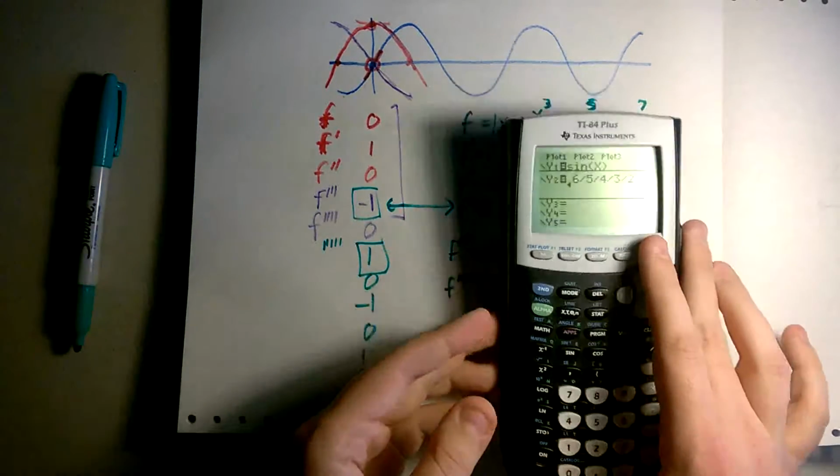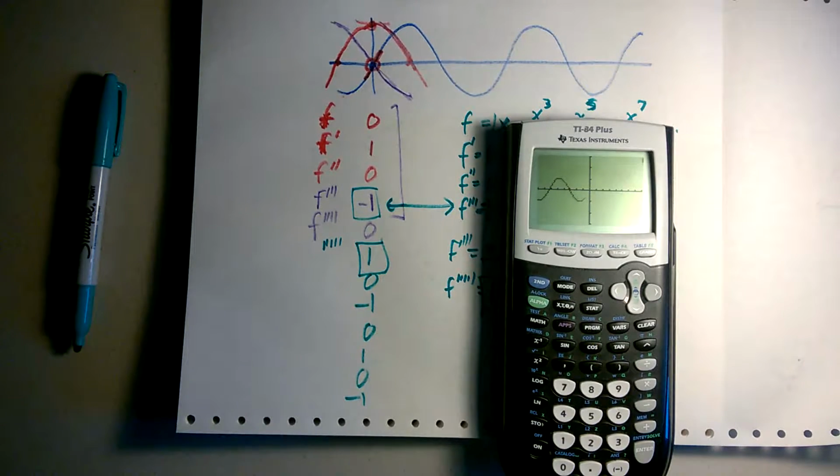And let's graph it. I'm getting a little bored here. Alright, so there's our graph. It gets 0 at every pi. Check this out.